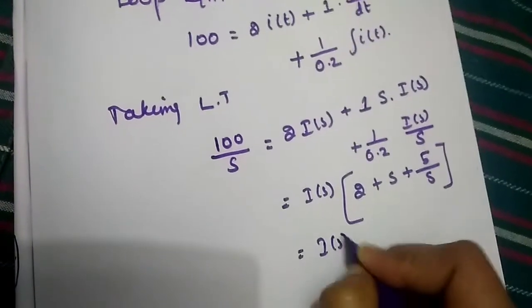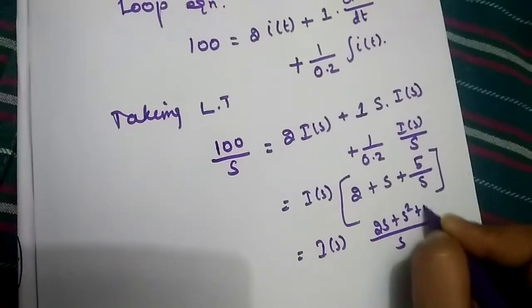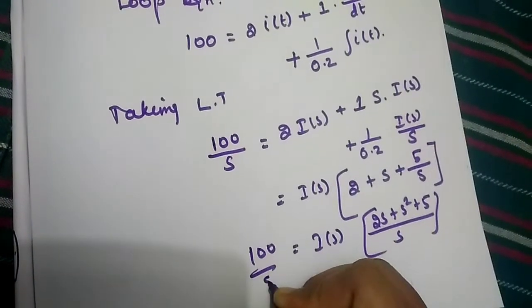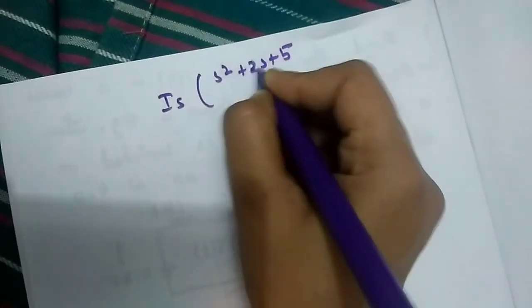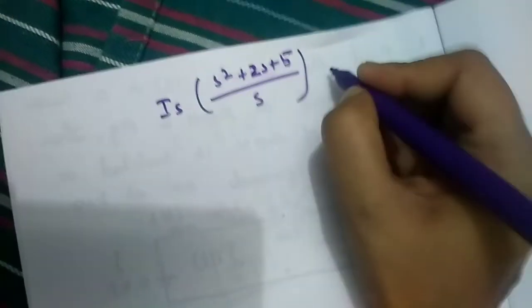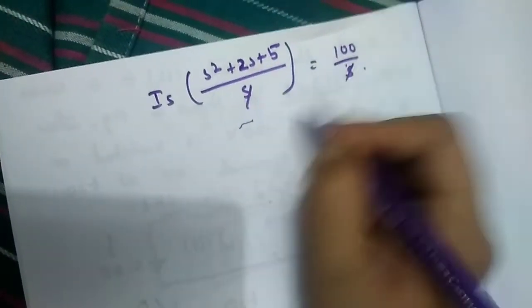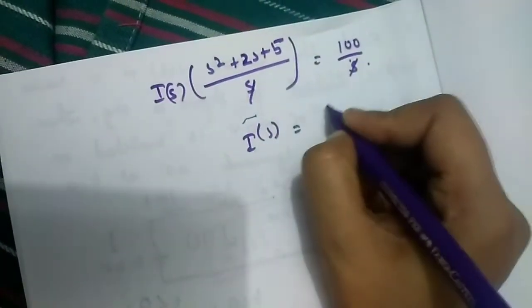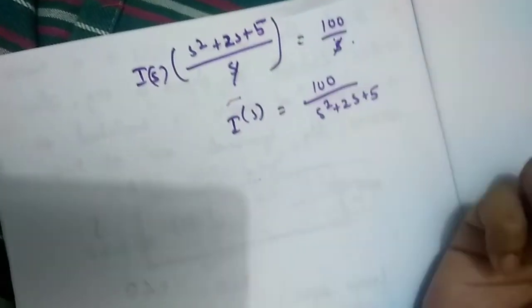So solving this, we will get I(s) into (s square plus 2s plus 5) divided by s, that is equal to 100 by s. So this s gets cancelled. So I(s) becomes 100 divided by s square plus 2s plus 5.